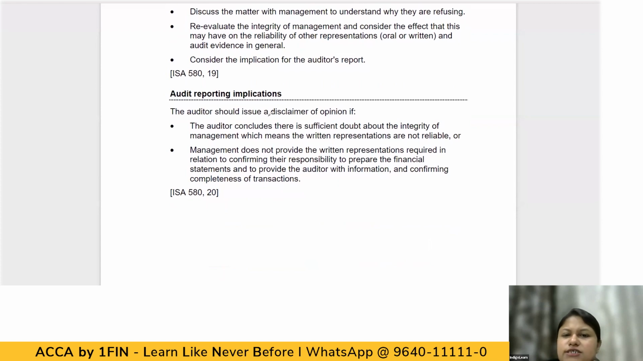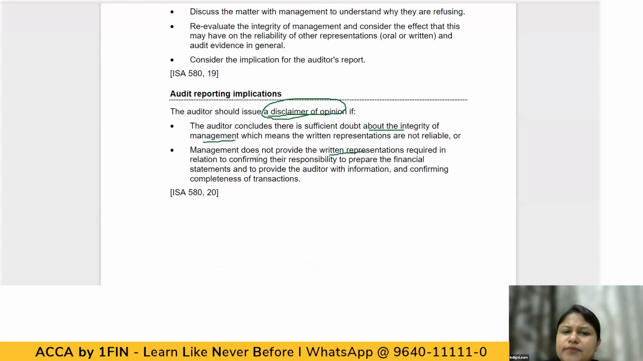The auditor should issue a disclaimer of opinion. I told you, you will issue a disclaimer of opinion if the auditor concludes there is sufficient doubt on the integrity of the management. If there is doubt about the integrity of the management, then from the very beginning of the audit, since management is preparing the financial statement, things will start going wrong. Whatever you try, you'll never be able to obtain sufficient appropriate audit evidence. So at the end, you will end up giving a disclaimer of opinion.